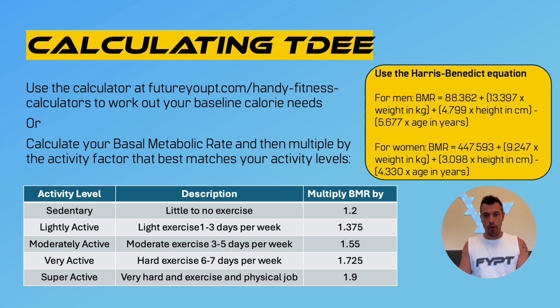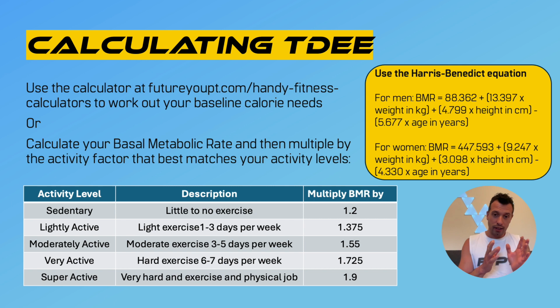However, you can also use the Harris-Benedict equation, which is shown on screen. You can type in all those variables. Once you've got your basal metabolic rate, you can then multiply it by the activity multiplier, which is in the table, so you work out your TDEE.